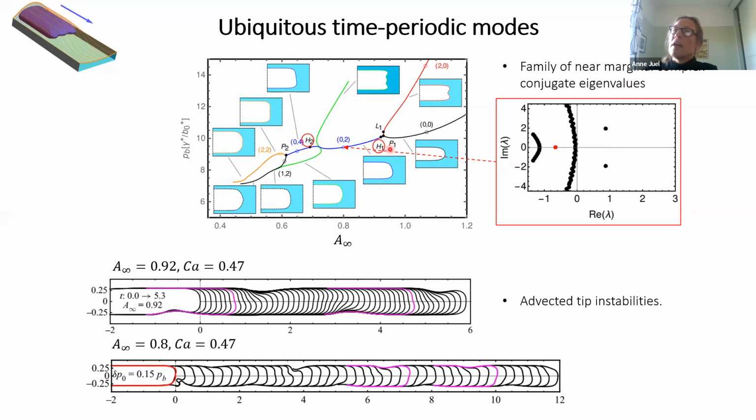in this system. And actually, if you just look in between these two Hopfs, if you look at the spectrum at that point, and this is very typical of this Saffman-Taylor system, you have a whole set of near marginal complex conjugate eigenvalues, whole families of these, and you have very clearly advective tip instabilities where you get periodic cycles, even for very weakly collapsed channels.